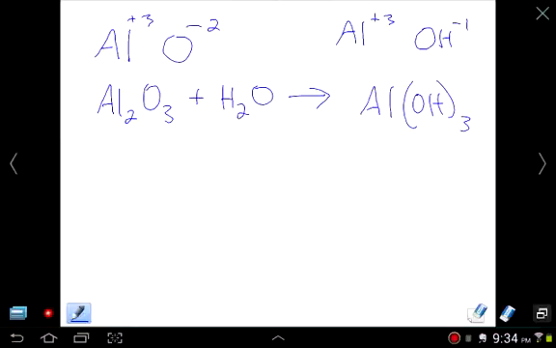Lastly, let's go ahead and balance the equation. We have 2 aluminums on the left, let's stick 2 on the right. That gives us 6 hydrogens. We have 3 here times 2. So let's go ahead and put a 3 in front of here. And that gives us 3 oxygens on the left, 3 oxygens on the right, and we're good.